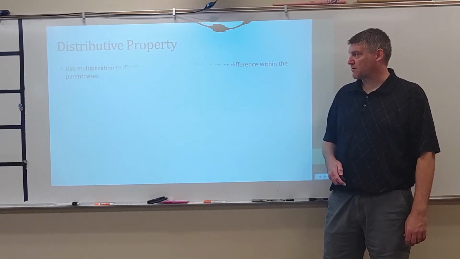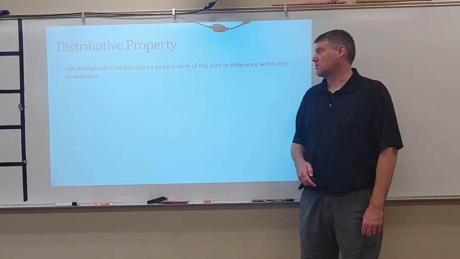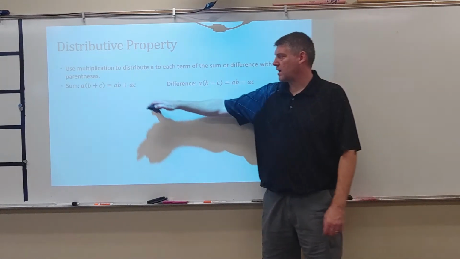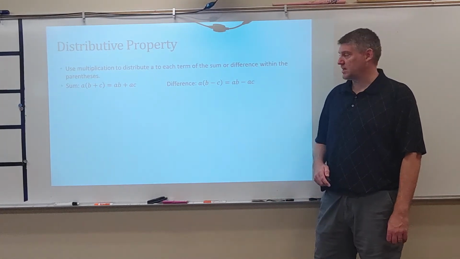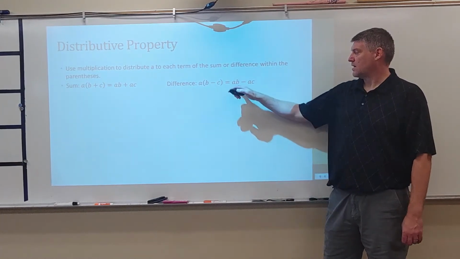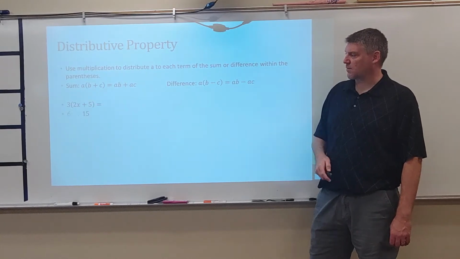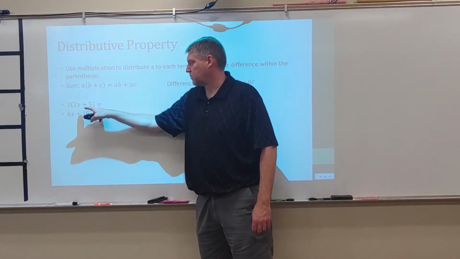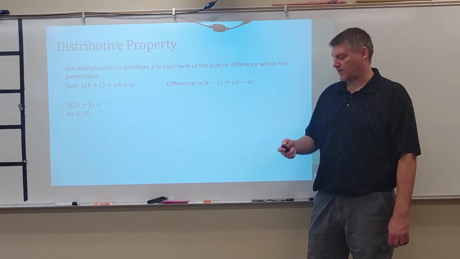Distributive property, you guys are pretty familiar with this. Use multiplication to distribute A to each term of the sum or difference within a parentheses. So here we have the sum. A times the quantity B plus C equals AB plus AC. Difference is A times the quantity B minus C is AB minus AC. So here's our example here. 3 times the quantity 2x plus 5. I'm going to take this 3, multiply it by each of them. 3 times 2x is 6x, plus 3 times 5 is 15.